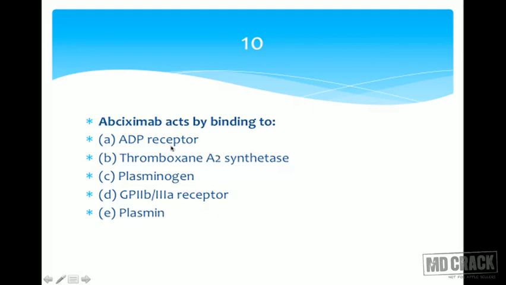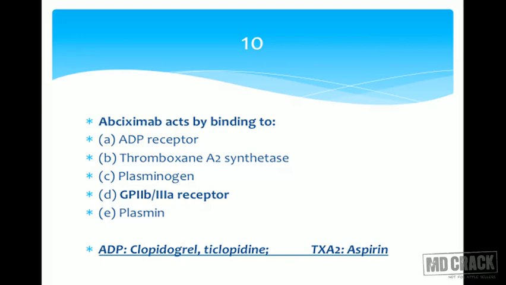ADP receptor is ticlopidine and clopidogrel. Thromboxane A2 will be low dose aspirin, and the examiner has put plasminogen and plasmin. You can straightway remove them out. They are concerned with the thrombolysis. So plasminogen, plasmin, both are in the same variety, so they'll be out. You are left with glycoprotein 2B3A receptor and abciximab. When the spelling is ending with mab, it's a monoclonal antibody. Abciximab is a monoclonal antibody to glycoprotein 2B3A receptor.